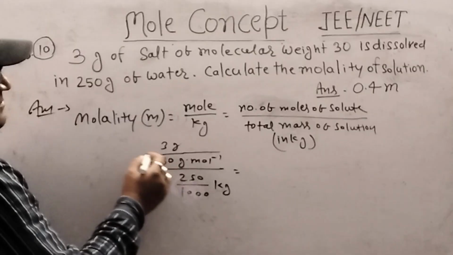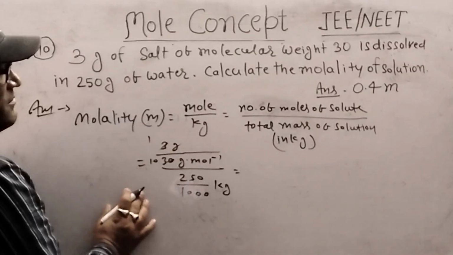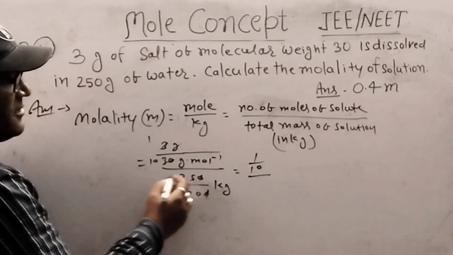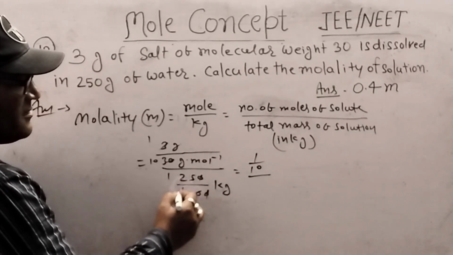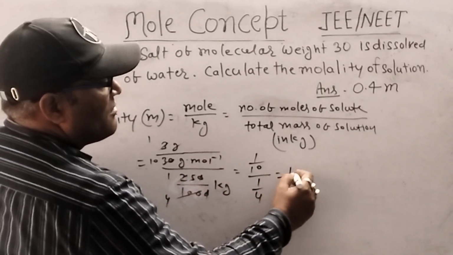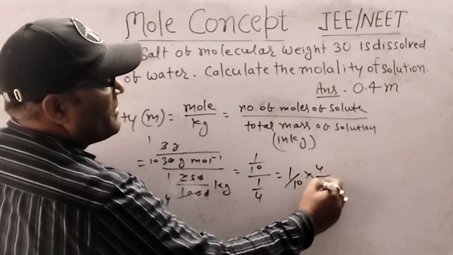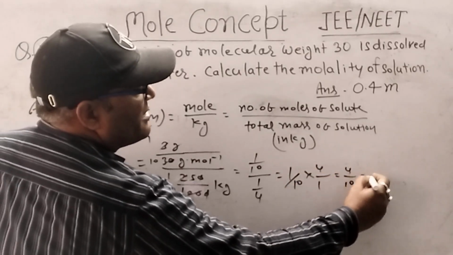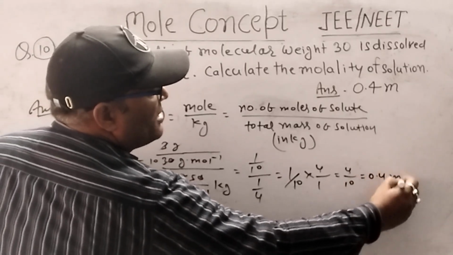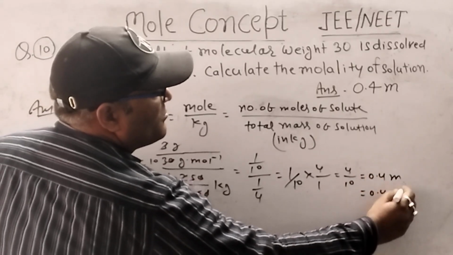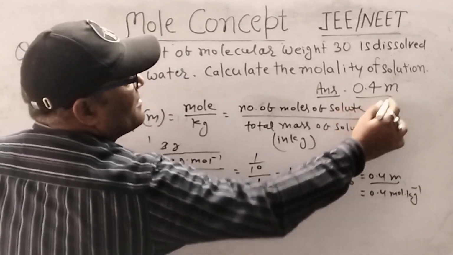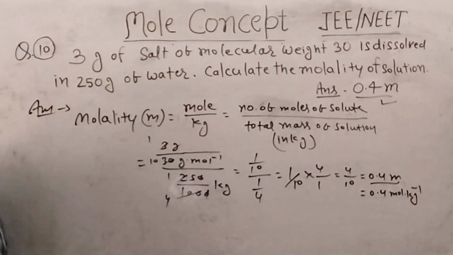Now after calculation, 3 times 10 is 30, so 1 by 10 is here. Now 0 cancels 0, 25 ones are 25, 25 fours are 100, so 1 by 4 is here. Now 1 by 10 multiplied by 4 by 1 is 4 by 10. So 4 by 10 we can write as 0.4 small m, or 0.4 mole per kg. So 0.4 mole per kg, or small m, is the unit of molality. You can take a screenshot. The question is solved now.